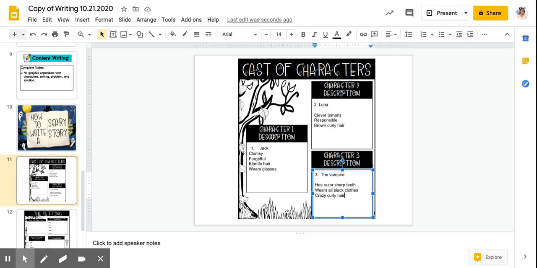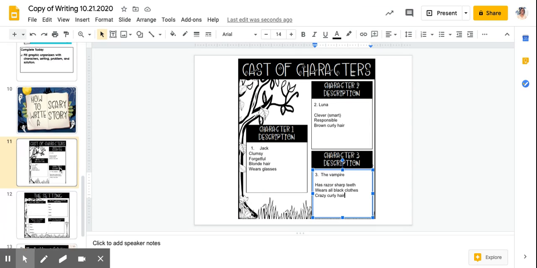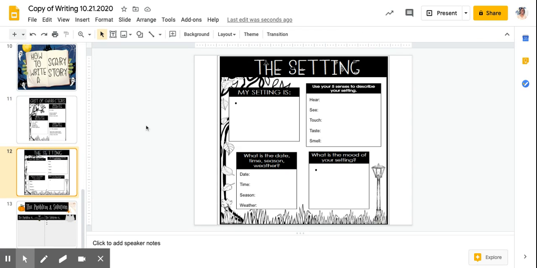So you're going to want to have two or three characters in your story. And in here, it'll show you that you are able to describe these characters, and that will give your story and your readers an idea of who the characters are in your story and what they are like. So then we're going to go to your setting.